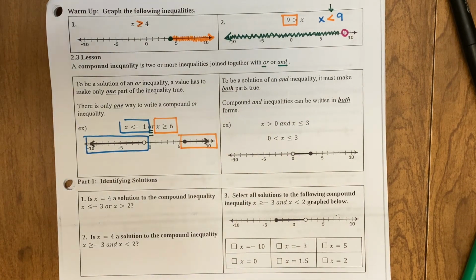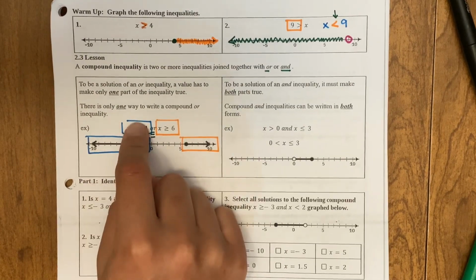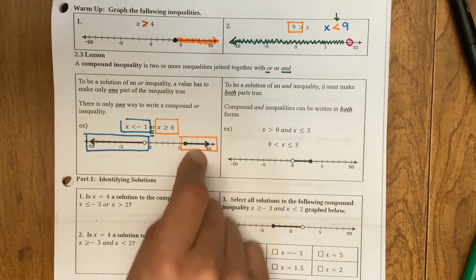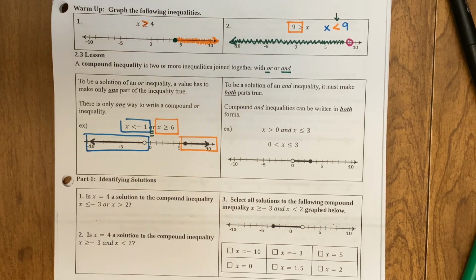So here's the thing. If I pick something in this shaded section, it's going to be right because it fits my blue inequality. If I pick something over here in my orange shaded section, it's going to be right because it fits my orange box. Only one of them has to be true in an "or" situation.